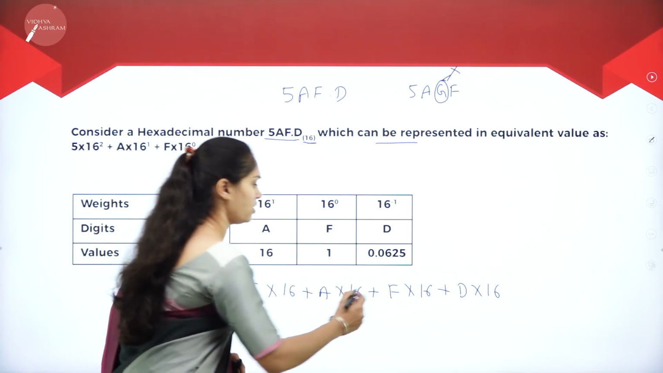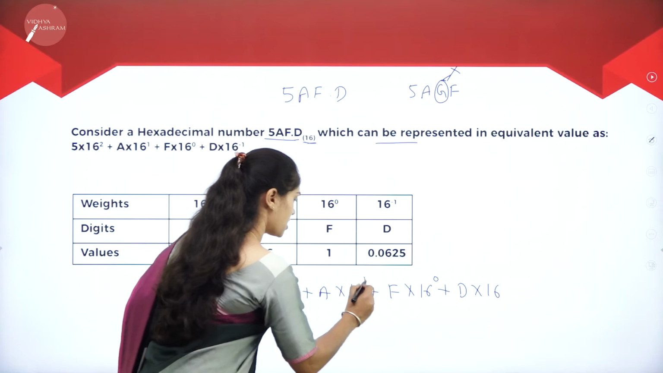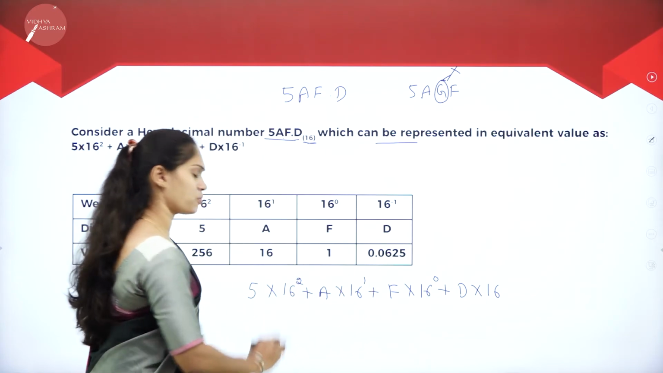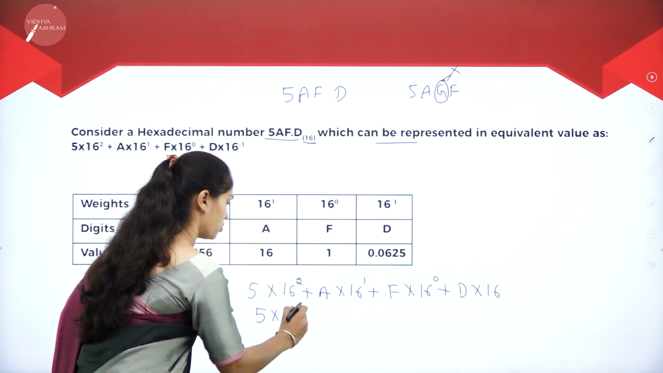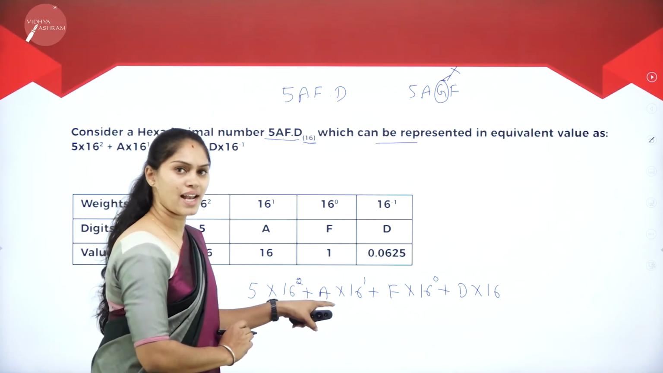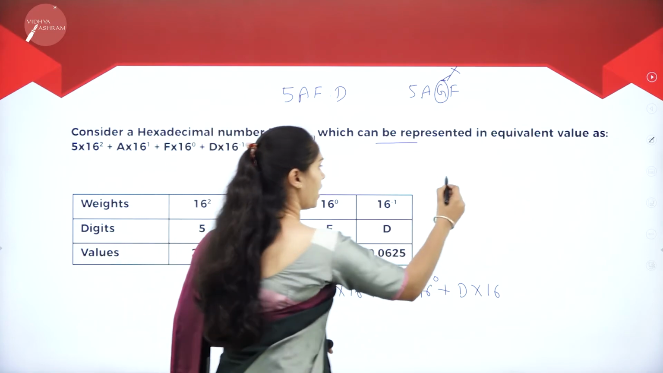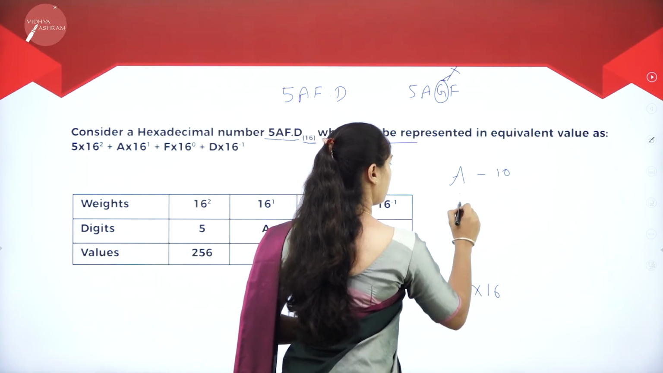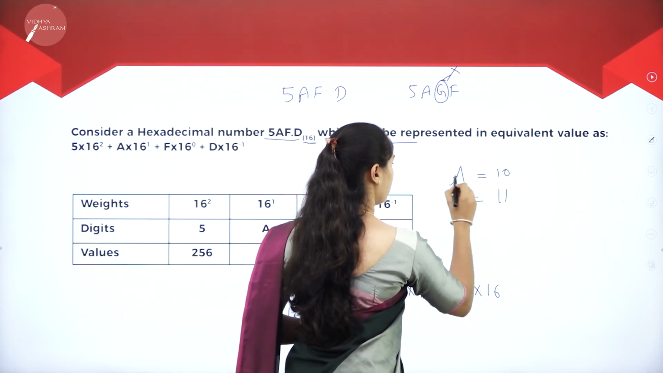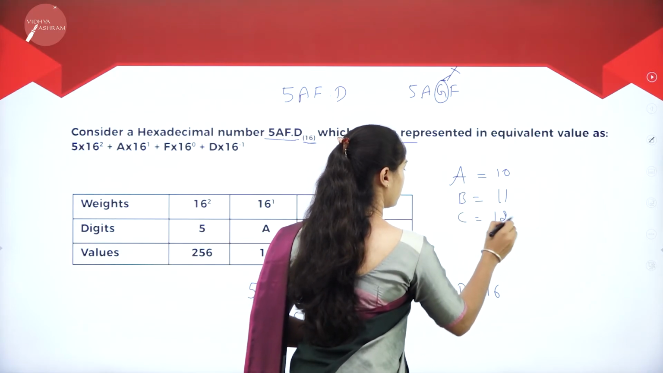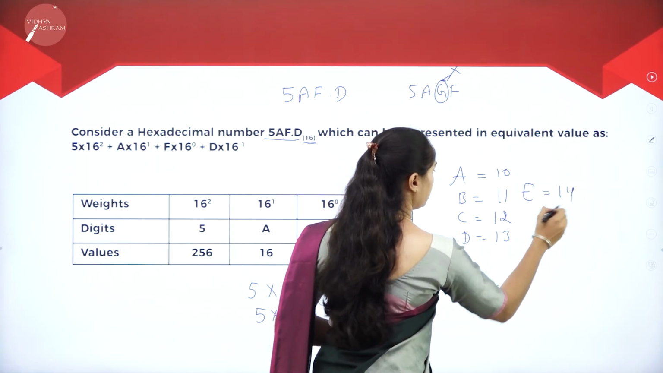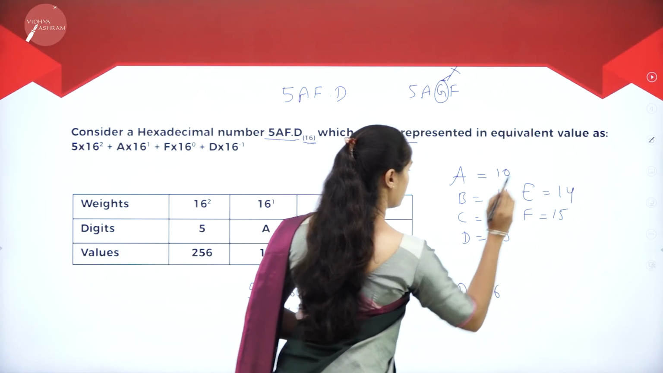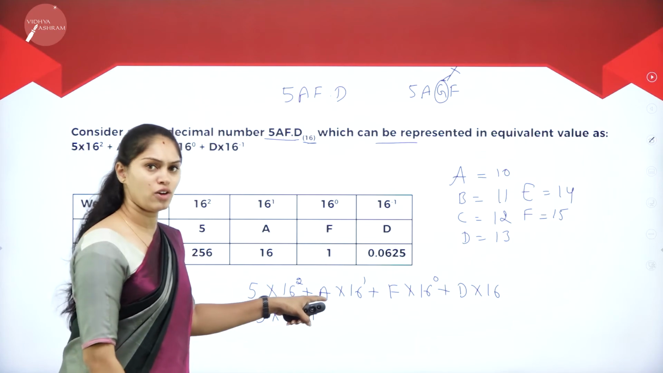Which is the first one? 16 power 0, 16 power 1 and 16 power 2. Okay, then 5 into 16 power 2 plus, what is the equivalent value of this A? Already I have given you. A is 10, B is 11, C is 12, D is 13, E is 14 and F is 15. So now you tell me what is the equivalent value of this A?